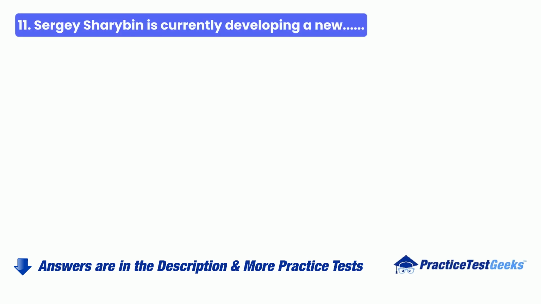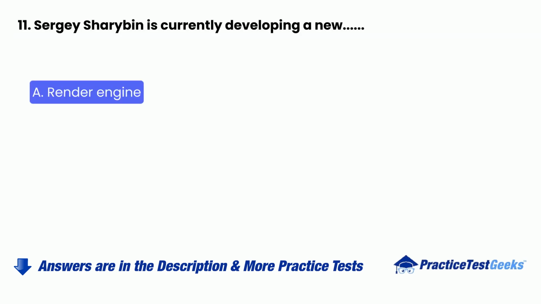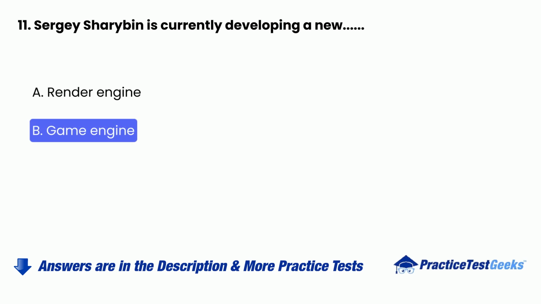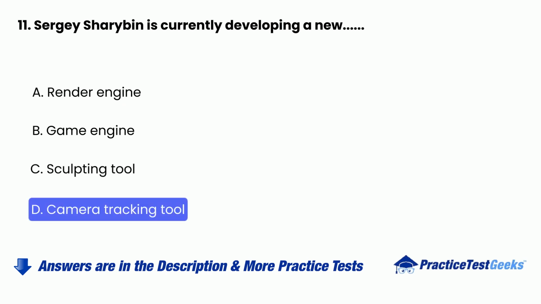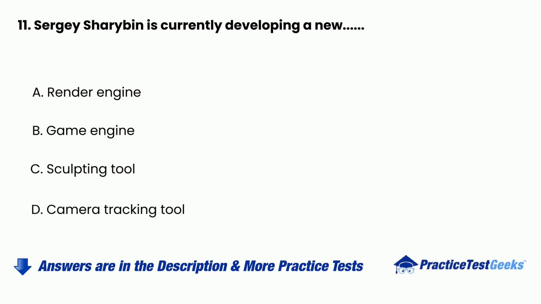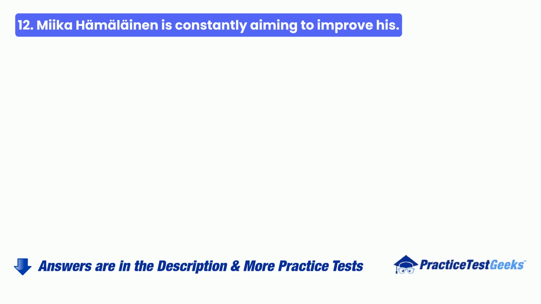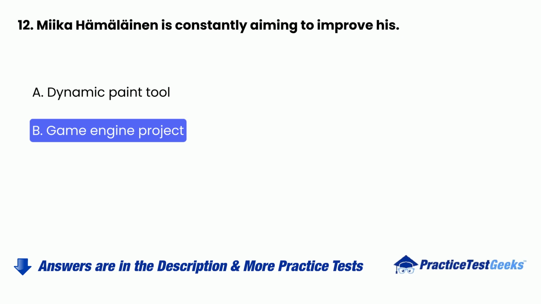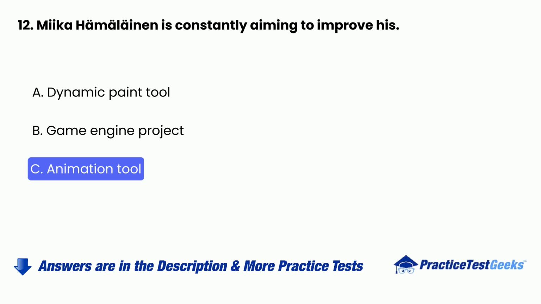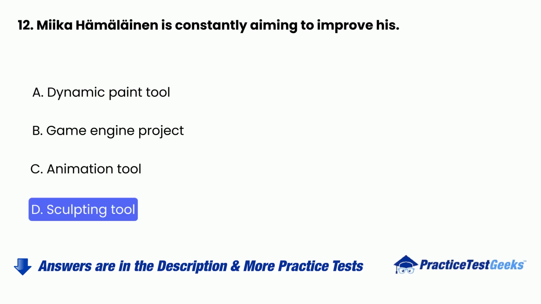Sergei Cherybin is currently developing a new A. Render engine. B. Game engine. C. Sculpting tool. D. Camera tracking tool. Mika Hämäläinen is constantly aiming to improve his A. Dynamic Paint Tool, B. Game Engine Project, C. Animation Tool, D. Sculpting Tool.